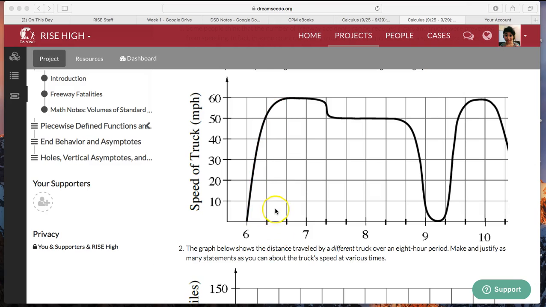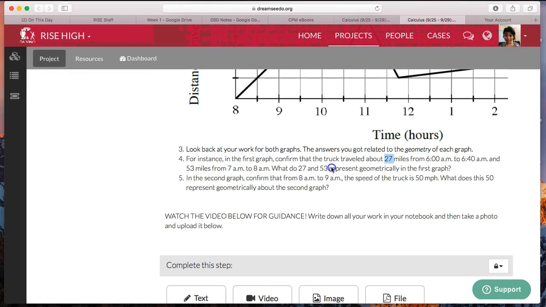So work on that, figure out how much distance we traveled from 6 a.m. to 6:40 and 7 a.m. to 8 a.m., and then talk about what 27 and 53 represent. Okay. So pause the video, work on question number 4, and then when you're finished, go ahead and go back to the video to finish question number 5.